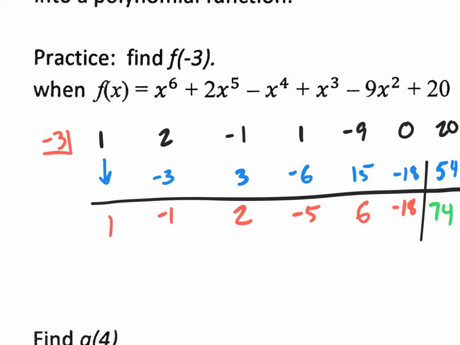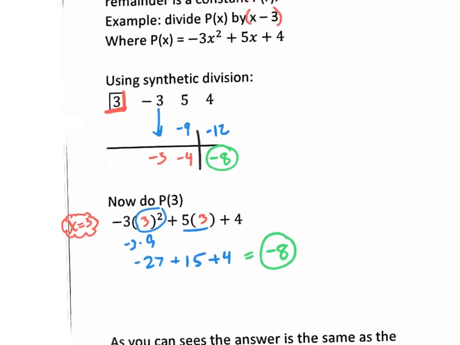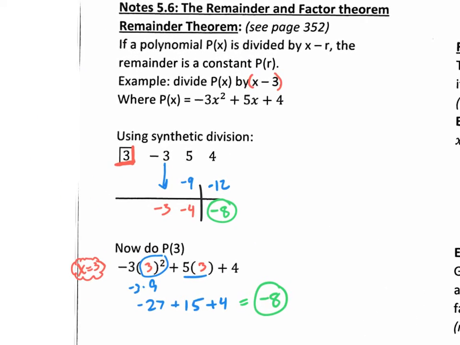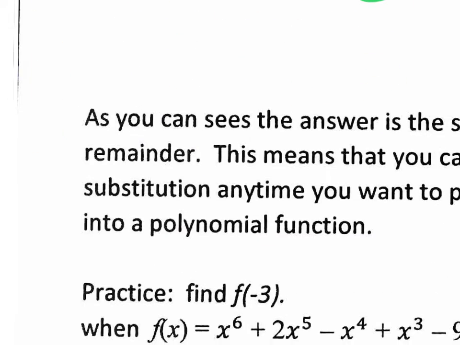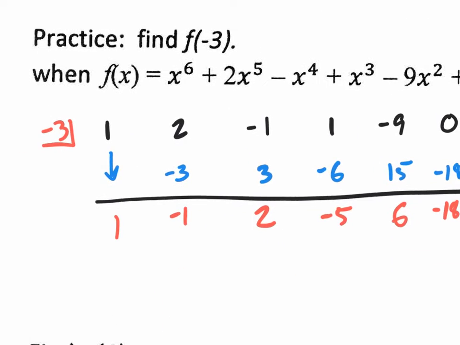Let's talk about the differences between synthetic division and synthetic substitution. Up here, where we did synthetic division, we had the p of x divided by x minus 3. What did we plug inside of the box? Positive 3, right? And down here, where we did synthetic substitution, what did we plug in? That actual value, negative 3.